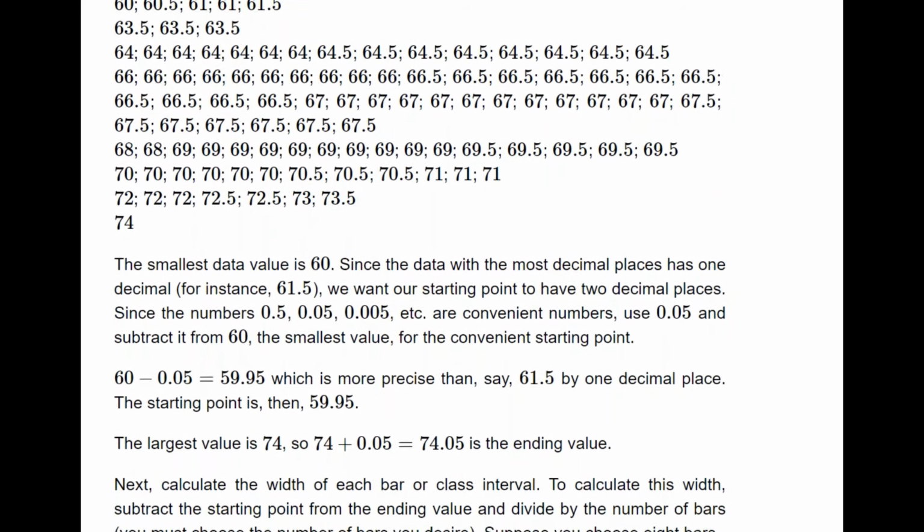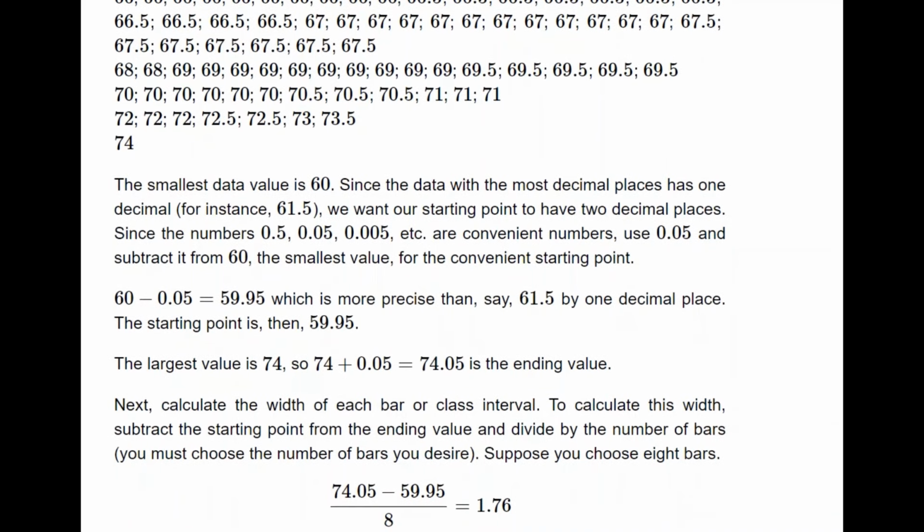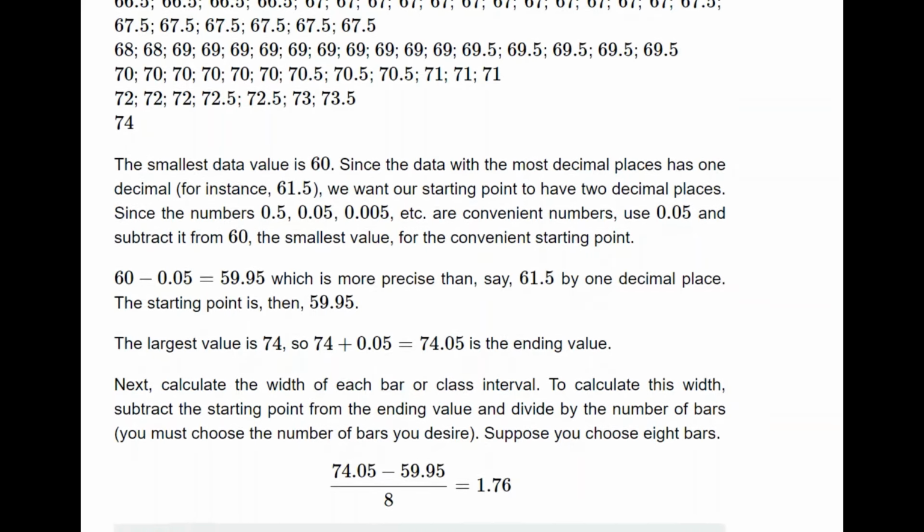So we can now easily set the width of each bar by choosing the number of bars that looks more suitable. To me, 8 bars would be suitable. So I calculate the width of each bar by subtracting the initial value, 59.95, from the final value, 74.05, and dividing by 8. And that gives me the width of the bar as 1.76.